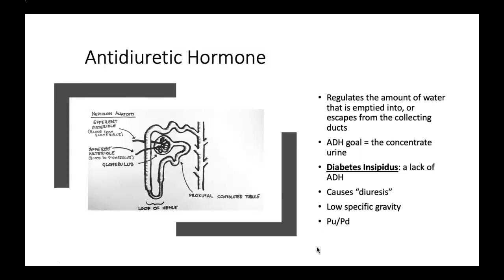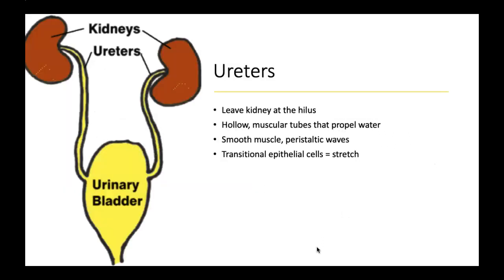There is a clinical disease called diabetes insipidus, and this disease involves a lack of the antidiuretic hormone. So this causes the animal to diurese, which means they're losing exceptional amounts of fluid through urination. So this causes a low specific gravity of their urine and polyuria polydipsia. So they are drinking a ton and they're urinating a ton. Moving on down the line, we've worked our way through the kidneys, through the nephrons.